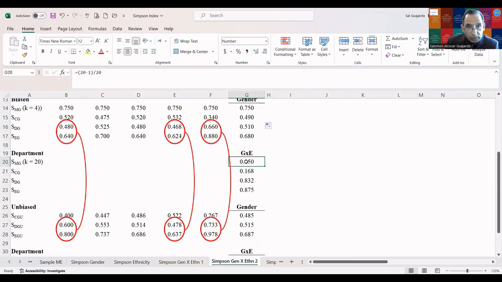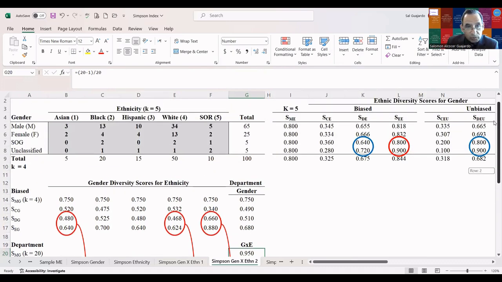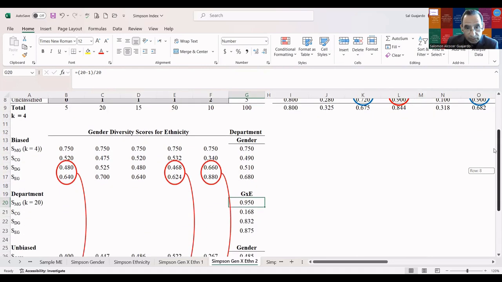Again, there are 20 cells. So when I subtract 1 from the 20 cells and then divide that by 20, it's going to be 19 divided by 20, which gives me the maximum possible score, 0.95. Again, I have to square each cell and then divide that by the total number squared. That's going to give me 0.16, which corresponds to the cells under the spreadsheet for ethnicity.